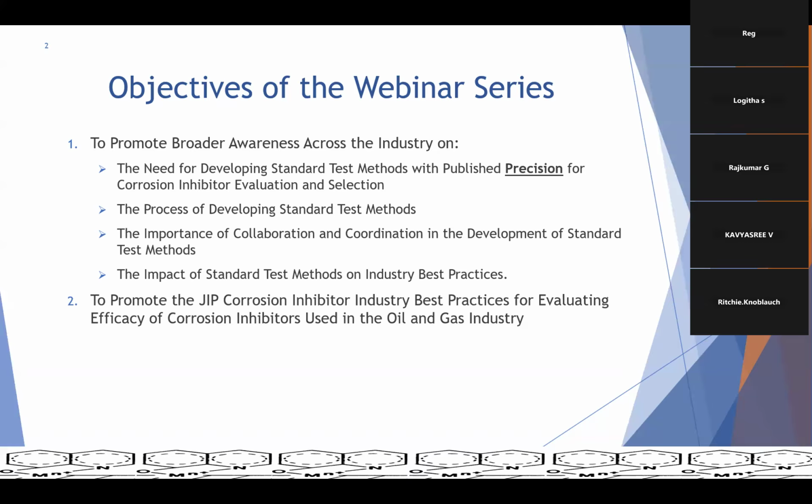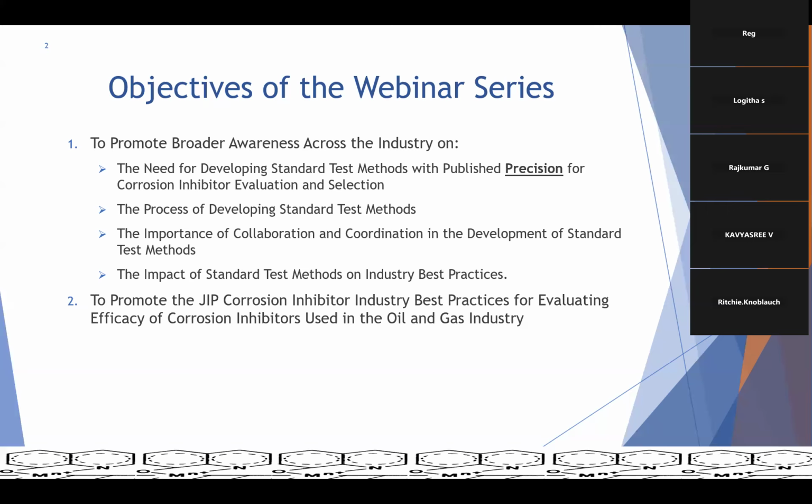We will be hearing from some of the association representatives in 2026 as to how the standard test methods are being developed. Standard test method development requires collaboration and coordination. This is not a one-person show. It's a collective responsibility. That is one of the reasons why we are promoting this webinar series, because collaboration and coordination is critical to develop standard test methods with known precision.